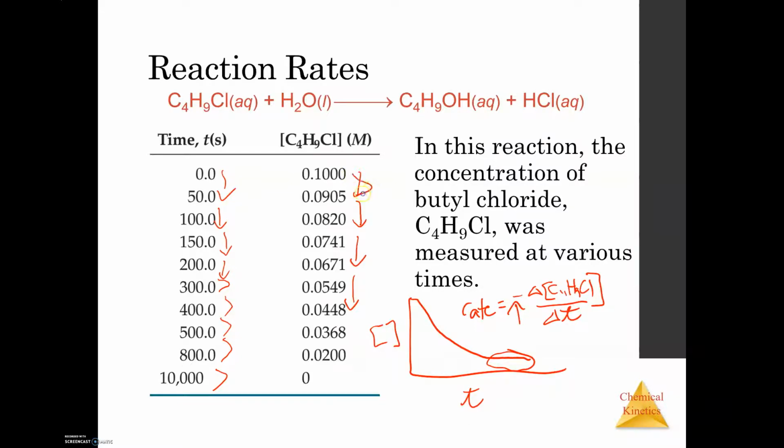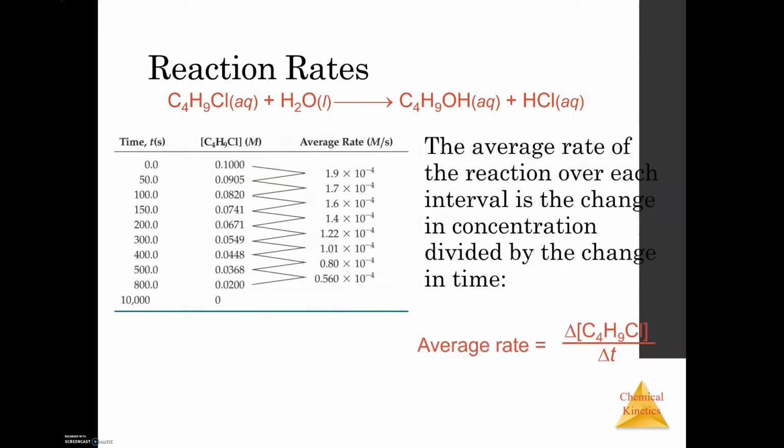We could figure that out by looking at various scenarios throughout this reaction. As you can see from what's been calculated here, there is the average rate on the right hand side. What we should observe, and this is the important thing, is that it's not a constant. It goes down, because the concentrations themselves and the amount of time it takes change. The average rate of the reaction over each interval is the change in concentration divided by the change in time, like we were talking about on the previous slide.